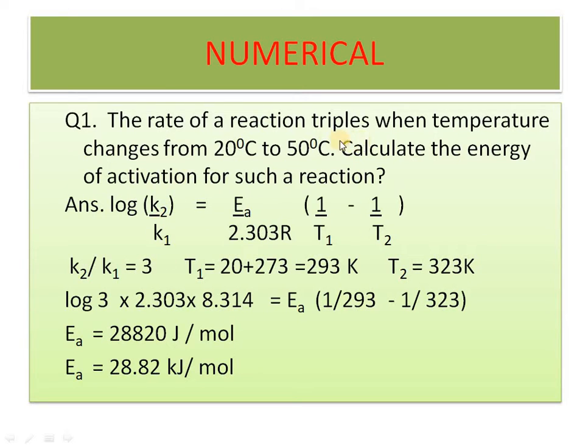Rate of reaction triples means k2 by k1 is 3, because here we are considering that concentration is the same and only temperature is being changed. That's why we are not taking any concentration terms. Substituting k2 by k1 as 3, you will get Ea as 28. The answer comes in joule per mole, so to convert into kilojoule we have to divide by 1000. This also we have to keep in mind.